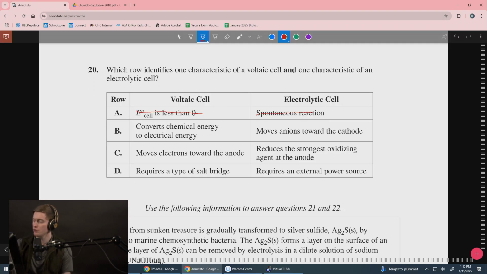And then this is actually also an incorrect statement, where an electrolytic cell is a non-spontaneous reaction. If you didn't remember the difference between voltaic cell and electrolytic cell, these statements are opposites. If you flipped these two, then it would be true. A voltaic cell converts chemical energy to electrical energy. That's true. In an electrolytic cell, you move anions towards the cathode. That's false in both cells. In both a voltaic cell and an electrolytic cell, anions go to the anode, and cations go to the cathode.